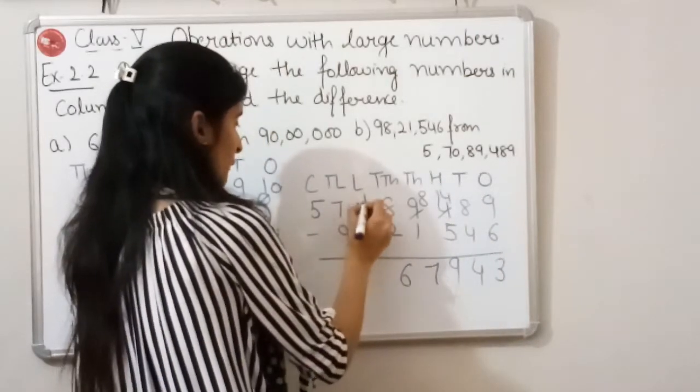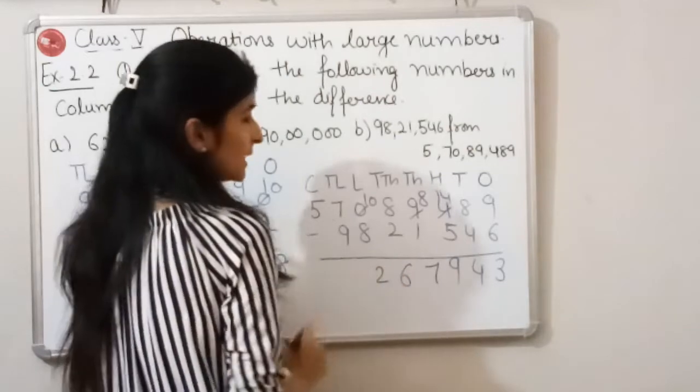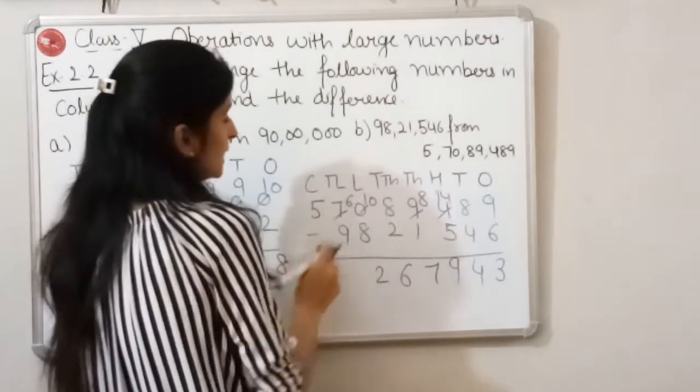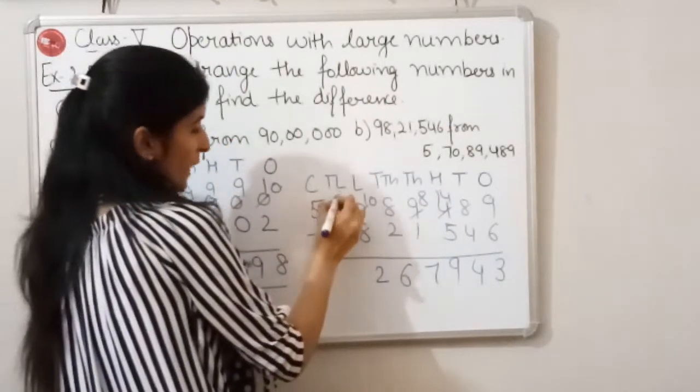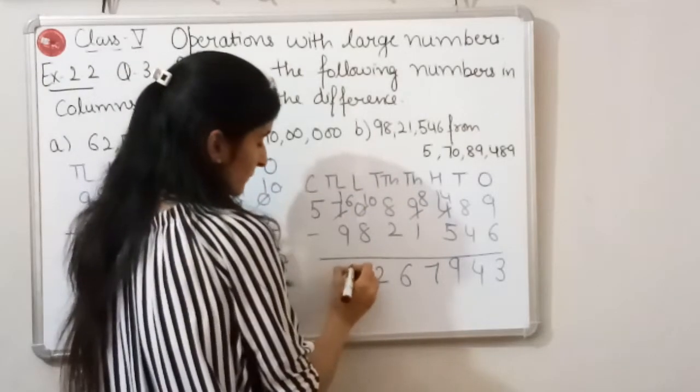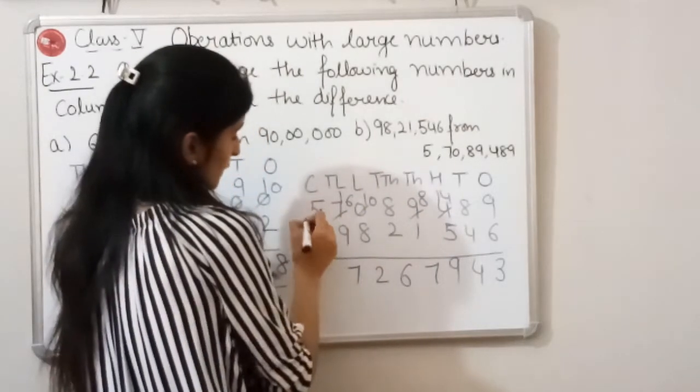We will take one borrow from 7. 10 minus 8 is 2. This will become 6. Now we will take one borrow from 5. 16 minus 9 is 7. This will become 4.